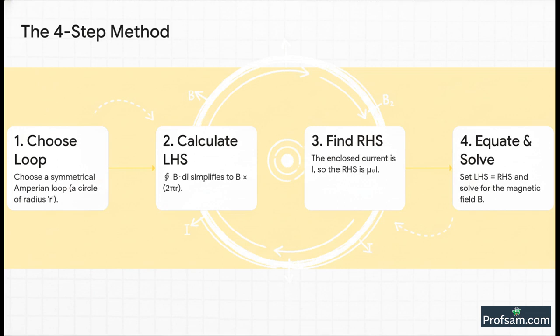Step 3, find the right-hand side. Well, the total current passing through our loop is just I, so the RHS is mu 0 I. And finally, step 4, just equate the two sides. B times 2 pi r equals mu 0 I. That's it.